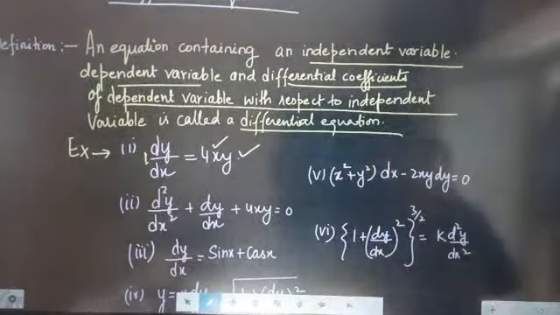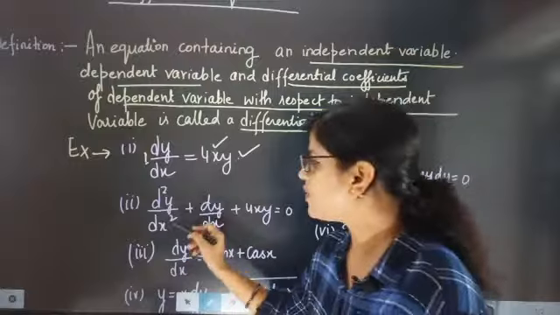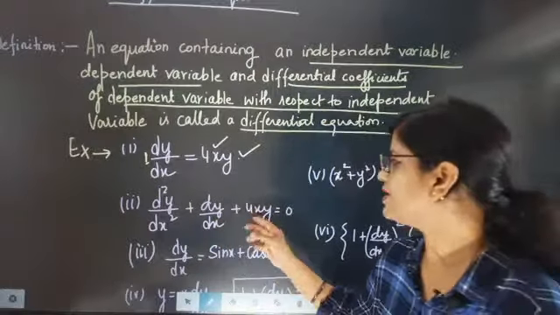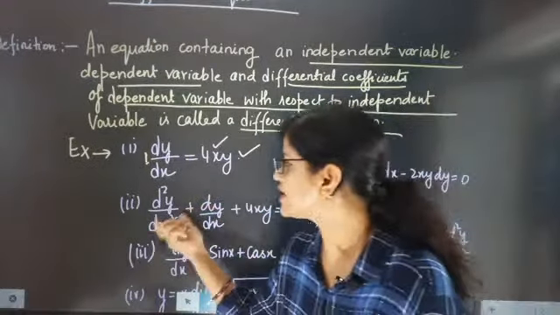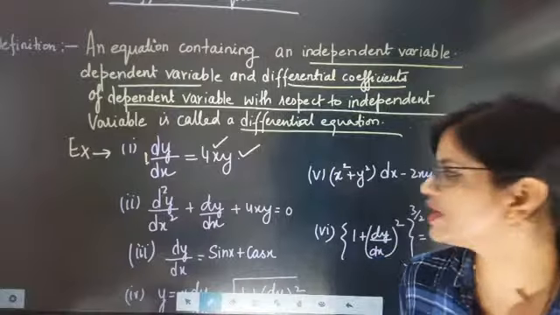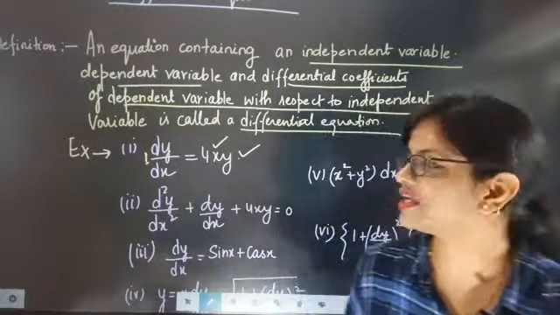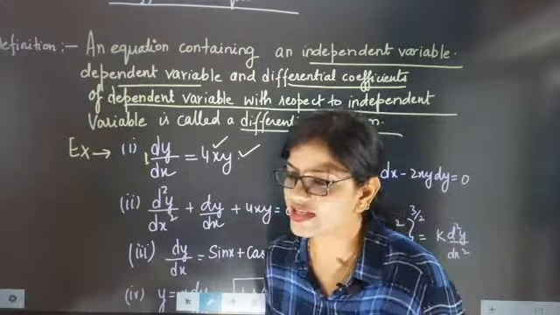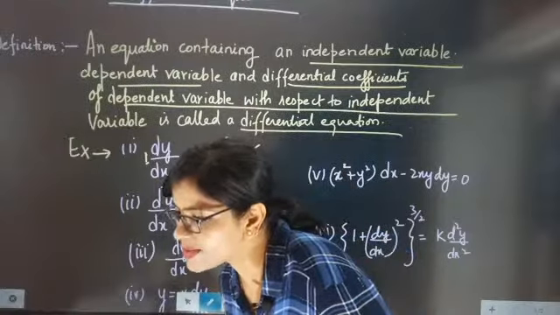Okay. Now second differential equation is d2y by dx square plus dy by dx plus 4xy. Here you can see that higher order derivative is also there. Derivative of order 2 is there. dy by dx is there. 4xy is there. So this will be exactly separable part.